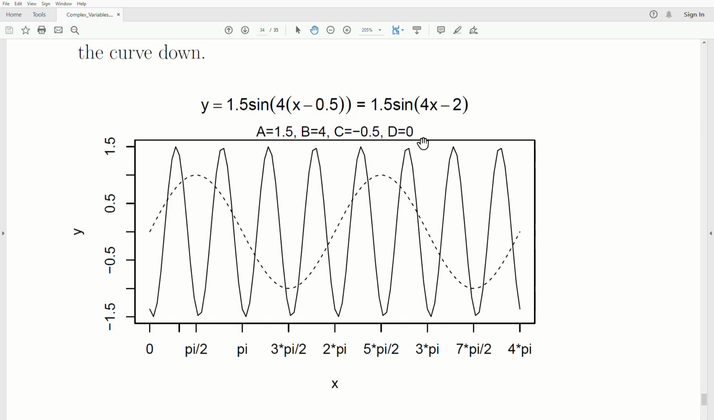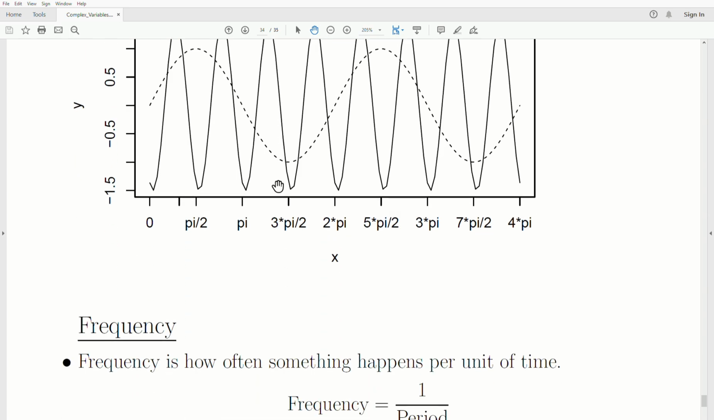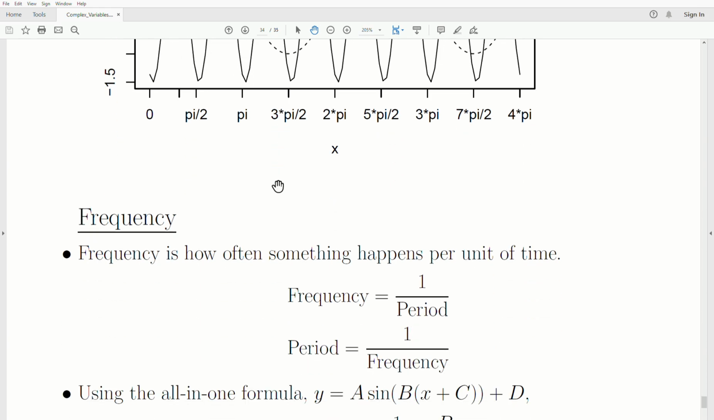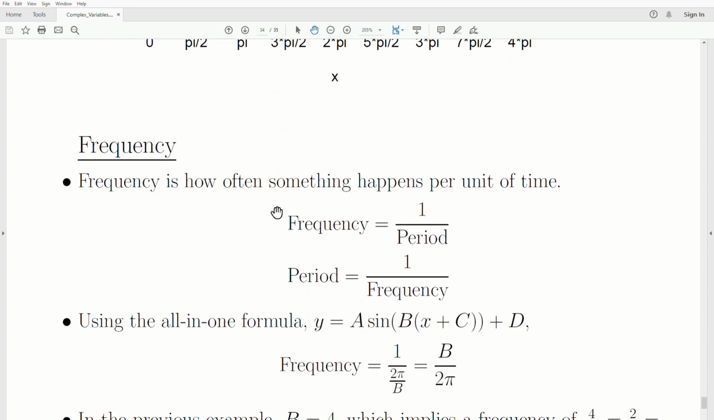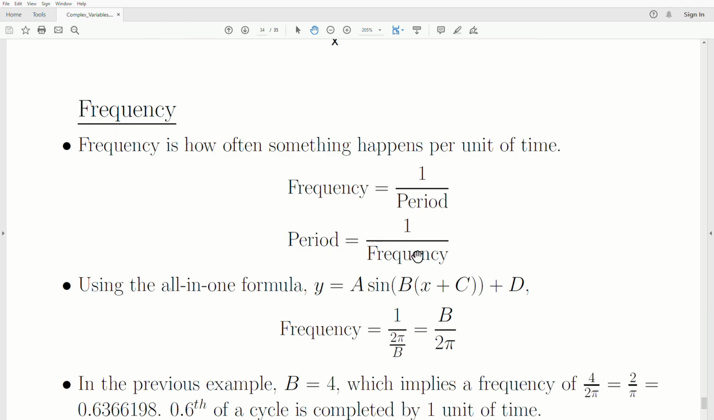Now there's no vertical shift, so D is 0. And so this is how you interpret that. Now the frequency is how often something happens per unit of time. Okay, and the frequency is 1 over the period, which means you can back solve for period. If you know the frequency, then you can find the period, and the period is how long it takes to repeat.